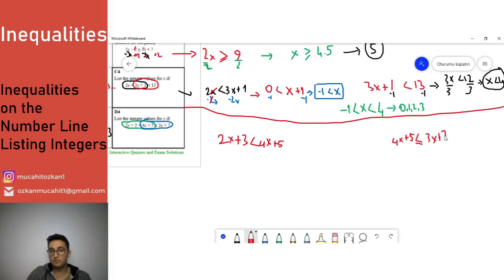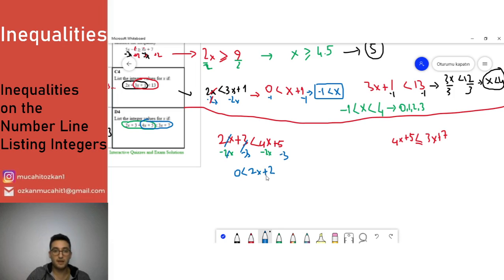Obviously, these type of questions take more time. You need to be patient and be careful when you do your calculation. Let's subtract 2x from both sides and subtract 3 also. So 2x minus 2x, nothing. Negative 3, negative 3, nothing. So we have just 0 left, less than 4x minus 2x is 2x. And 5 minus 3 is positive 2.